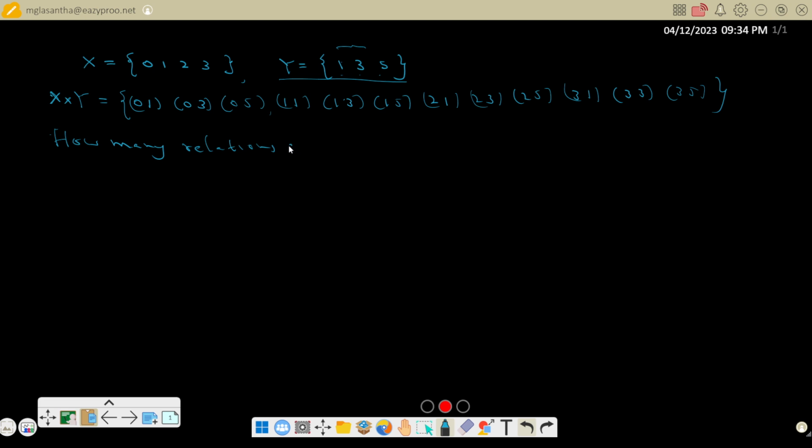How many relations are there from X to Y? Sir, before you took... So this is a Cartesian product. If you take any subset of this Cartesian product, it's a relation. Then how many relations are there from X to Y?